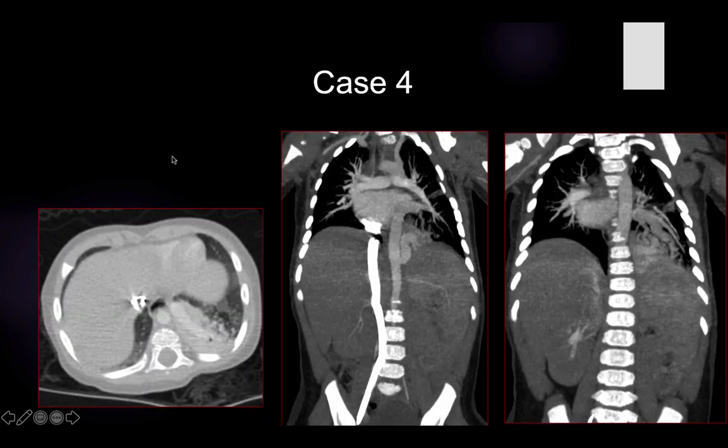In this case, it is a child that has an area of consolidation involving the left lower lobe, and we can clearly see this area of consolidation is traversed by a large vascular structure. This large vascular structure is apparently seen arising from the abdominal aorta. So this is a typical example of pulmonary sequestration.